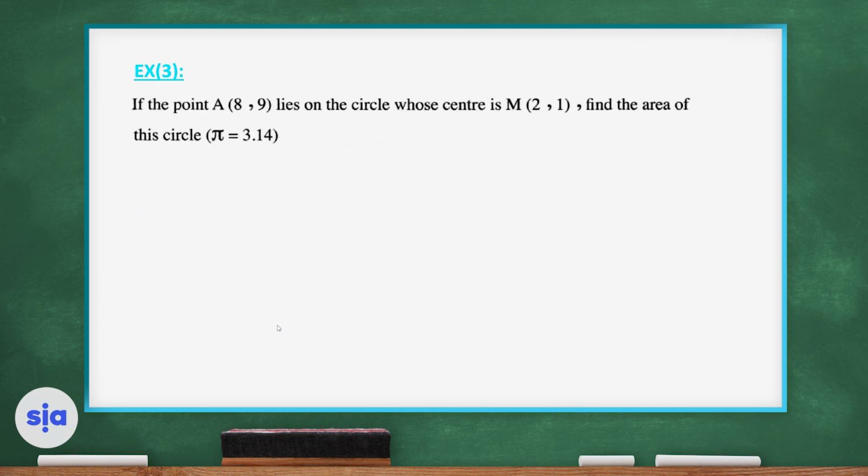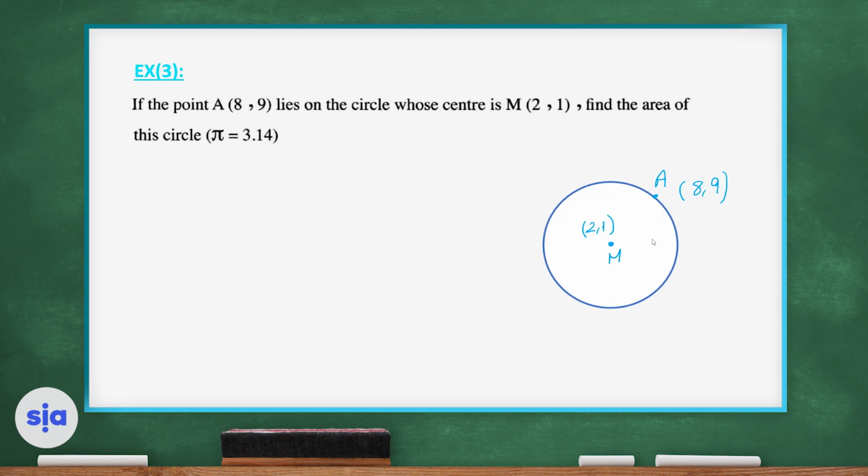Example 3. If the point A that has coordinates (8, 9) lies on a circle whose center is point M that has coordinates (2, 1), find the area of this circle and use pi equals 3.14. If this is the circle, you plot here point M in the center, and you plot point A anywhere. For example, if this will be point A. Point M has coordinates (2, 1), where point A has coordinates (8, 9).